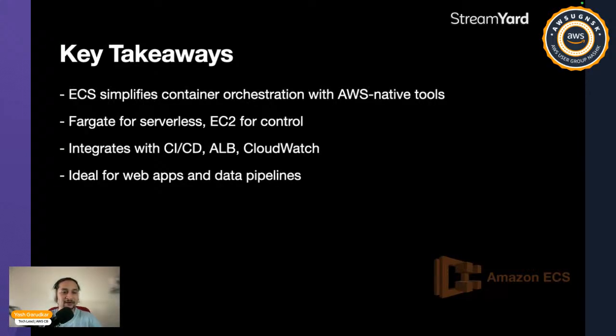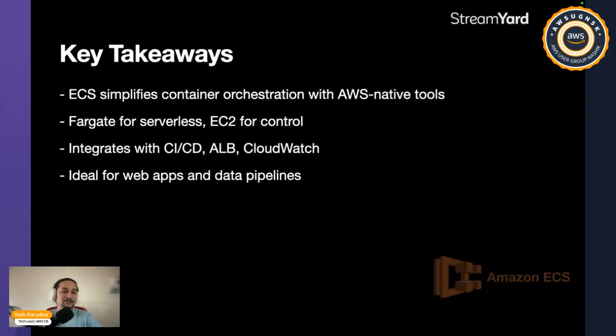Next is Fargate for serverless EC2 control. So you can use AWS Fargate for controlling your EC2 and serverless use on AWS. It integrates easily with CI/CD, ALB, and CloudWatch. I think I already explained this, so I don't need to get any deeper into that. But you guys know what CI/CD is. We are looking at AWS.